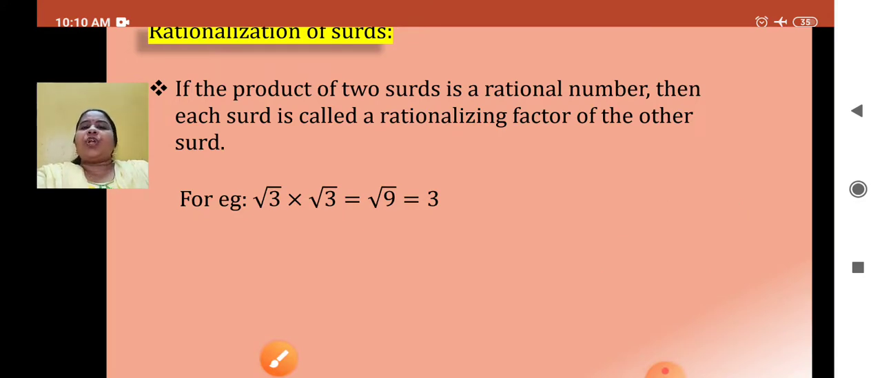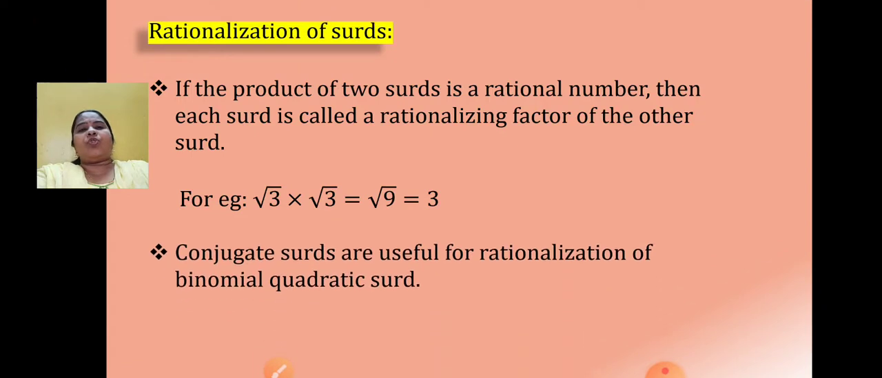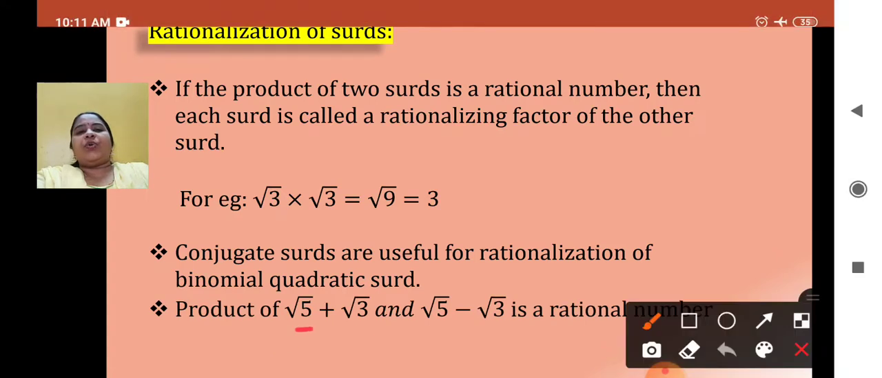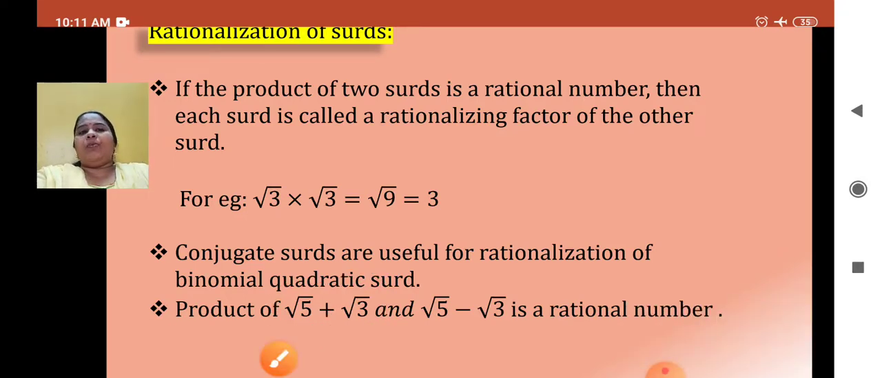Now what if instead of one term I give you two terms to rationalize? Then the concept of conjugate surds is used. Conjugate surds are useful for rationalizing binomial quadratic surds. Now what is all this? Do not be afraid. It is easy. See, I am giving an example. Suppose I have two surds taken together like this. See, this root 5 is one surd, root 3 is one surd. These are two surds which are taken together like this. They are called a binomial surd.